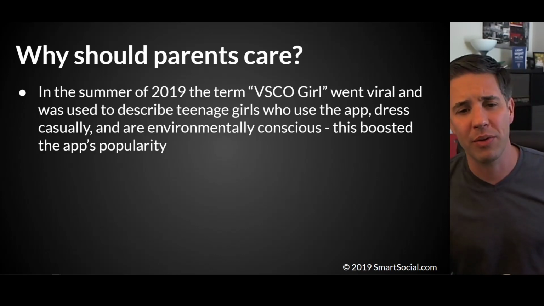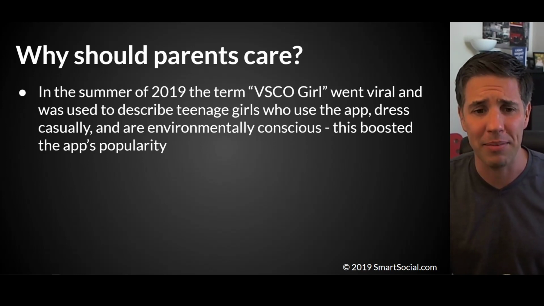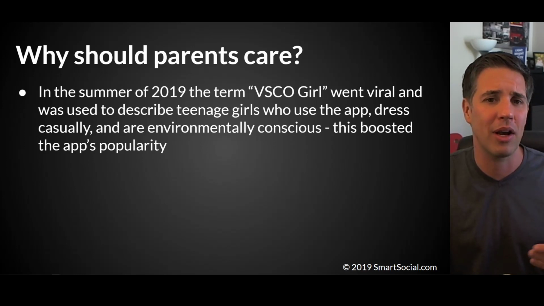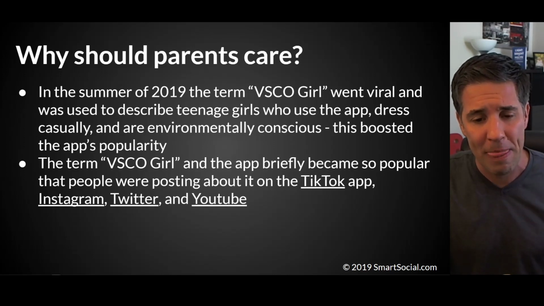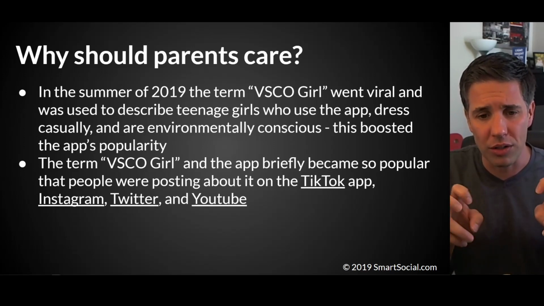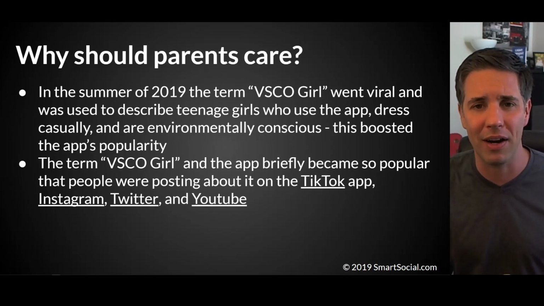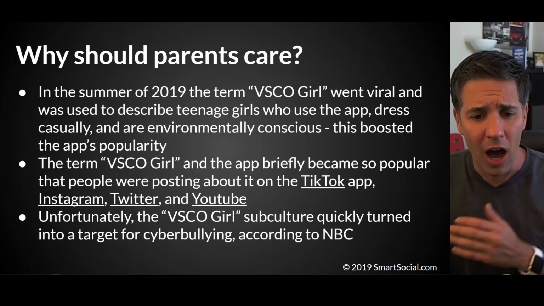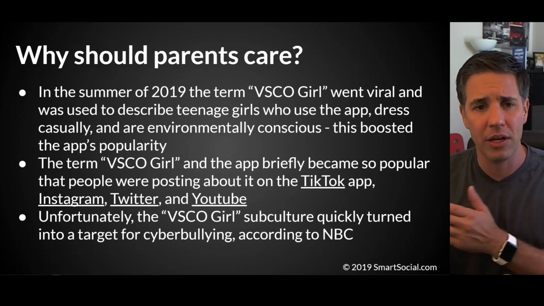In the summer of 2019, the term VSCO Girl went viral and was used to negatively describe, in a derogatory manner, teenage girls who use the app, dress casually, and are environmentally conscious. This boosted the app's popularity because it became a meme. The term VSCO Girl and the app briefly became so popular that people were making fun of the girls on this, posting about them on TikTok, Instagram, Twitter, and YouTube, and basically making fun of them, saying, look, I've got everything it takes to dress like a VSCO girl. Unfortunately, the subculture quickly turned into a target for cyberbullying, according to many news sources.